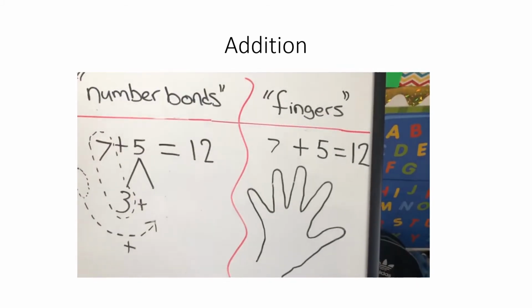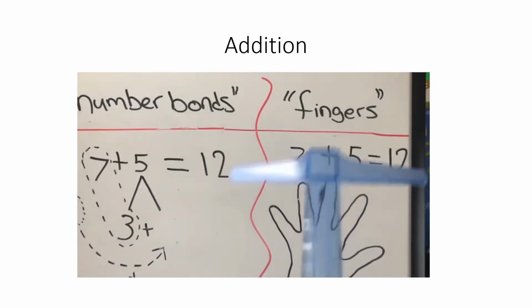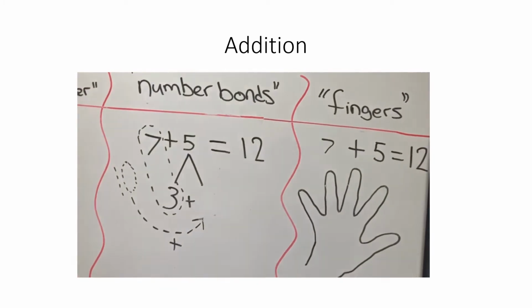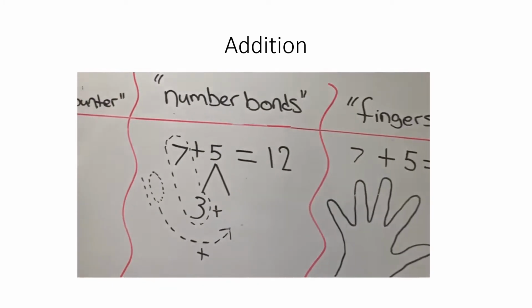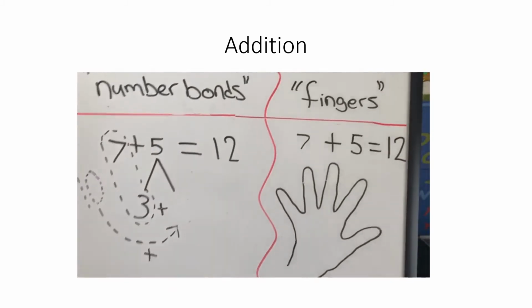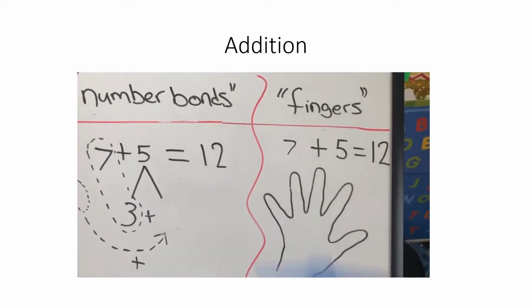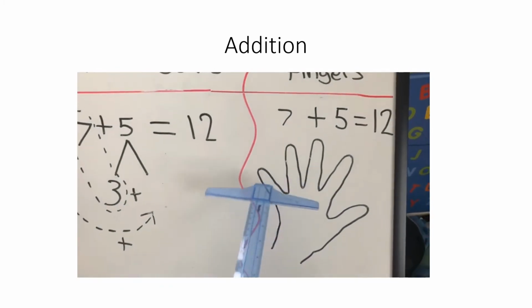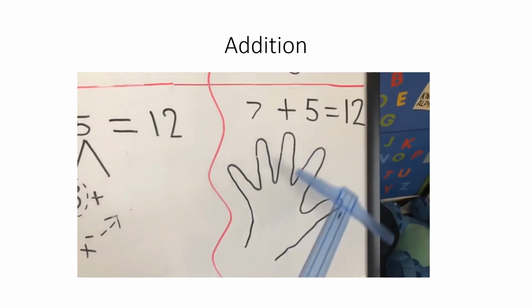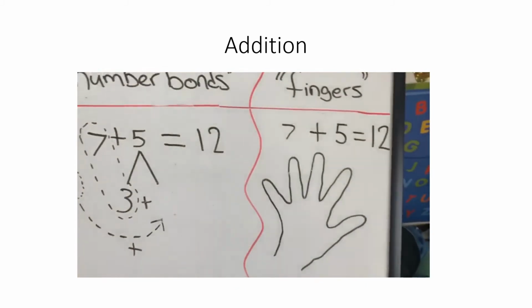And the last method is this one right here called fingers. Now fingers is basically what you do regularly, like what you do in everyday life. So you have 7 plus 5, and how much is 7 plus 5? You're going to take your hand and you're going to count 7, 8, 9, 10, 11, 12. There you go. That's the answer.